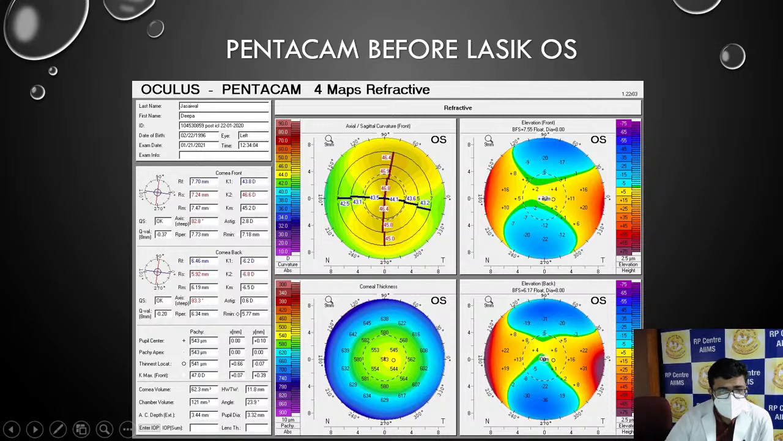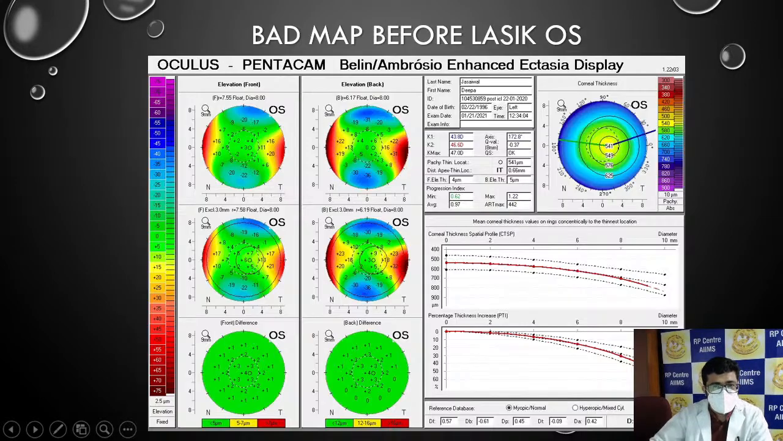This was the left eye, again with the rule astigmatism, and the front and the back elevations were within normal limit, and the thinnest pachy was 541 microns. And this is the BAD map of the left eye, which was again both front and back difference were within normal limit, and the D value was 0.91.